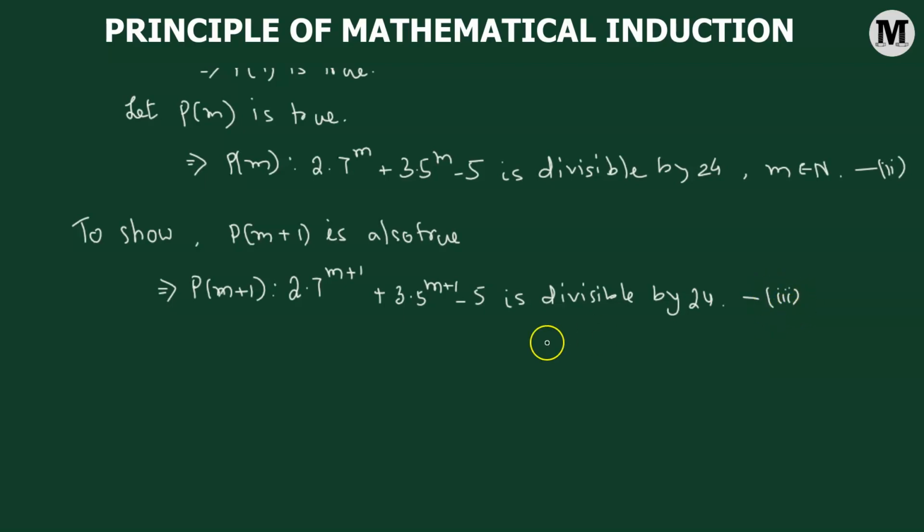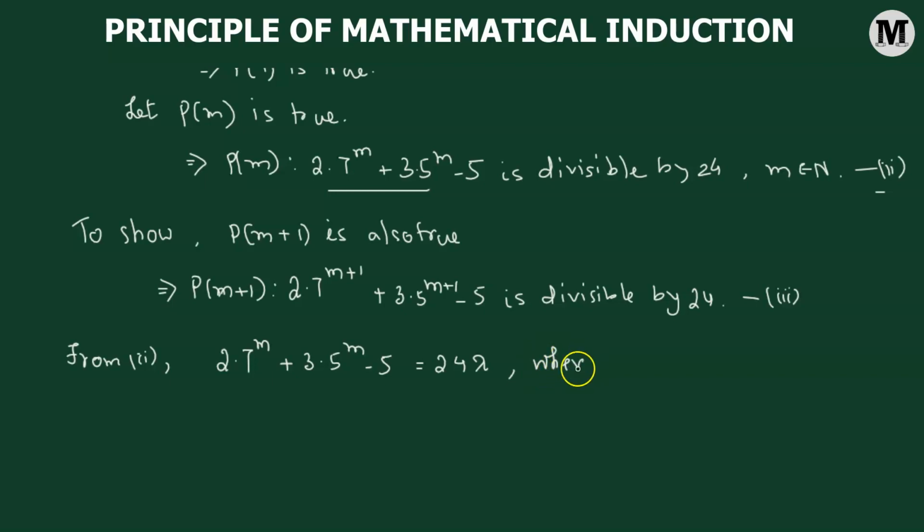Now in order to verify that P(m+1) is a true statement, we're going to take the help of statement number 2. So we have assumed that this expression is divisible by 24. So what we can do, we can consider 2 times 7 raised to the power of m added to 3 times 5 raised to the power of m minus 5 equals, so what we'll do, we'll consider it to be a multiple of 24. So we can express it as 24 times some constant lambda, where lambda is a natural number. Fine. So we're going to call it number 4.